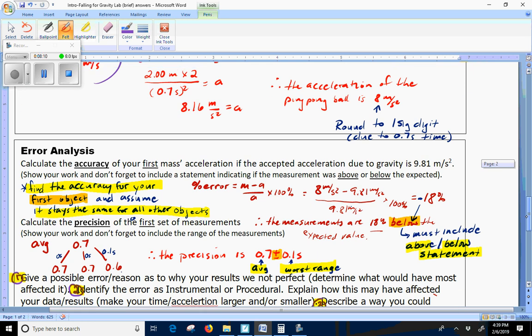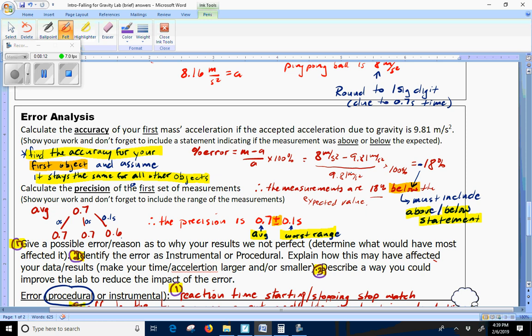So let's go back to our calculation down here. We're going to be using the percent error equation for the accuracy. So measured minus accepted over accepted times 100%. So here we have our measured quantity. Our first object's acceleration was 8 meters per second squared. The accepted value should be 9.81 meters per second squared. That should be the acceleration of any object.